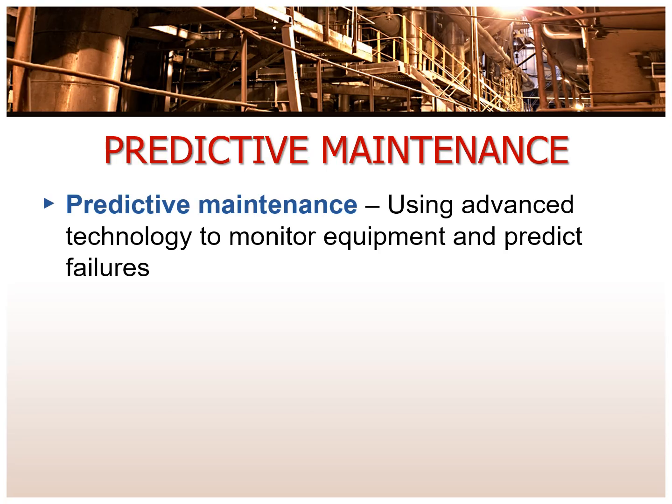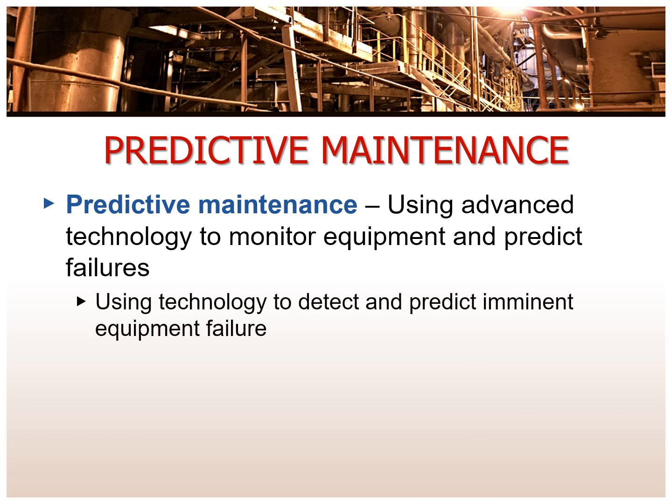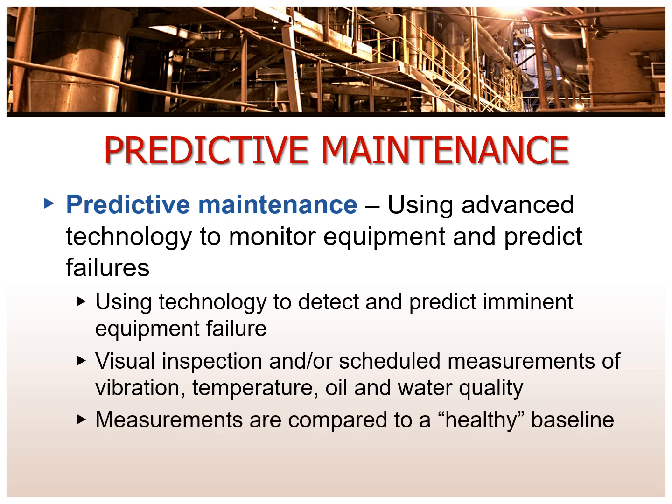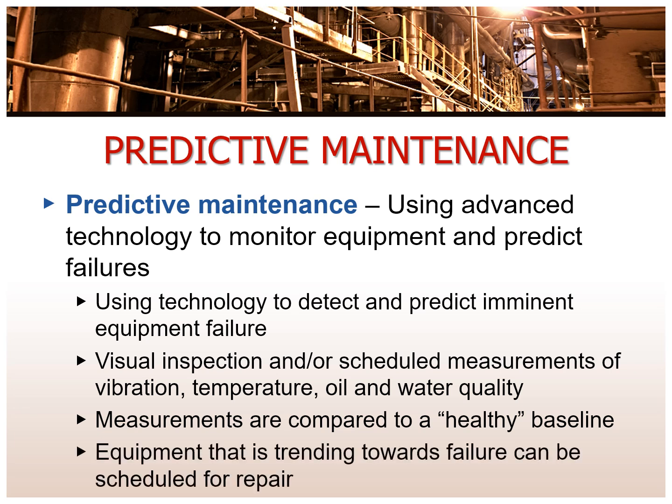Using advanced technology to monitor equipment and predict failures, use your computer system by using technology to help detect and predict equipment failure. A visual inspection or scheduled measurements of vibration, temperature, oil, and water quality would help you also predict when maintenance is due. And your measurements taken are compared to a healthy baseline. Equipment that is trending towards failure can be scheduled for repair before it does break down.